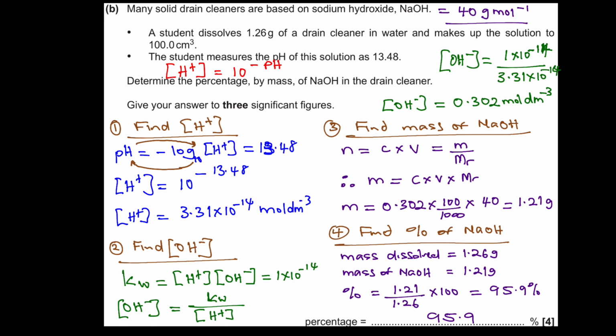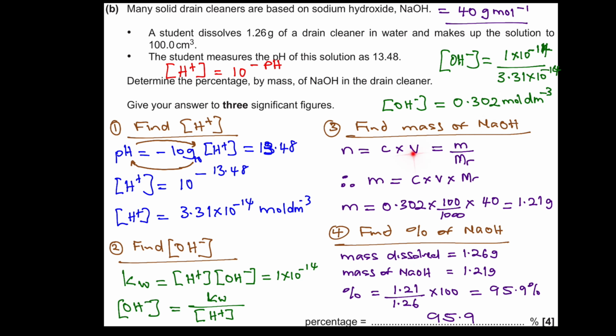Secondly, we've used the Kw here. Kw is in the data booklet, where Kw equals 1 times 10 to the power minus 14, and that's the concentration of H plus times the concentration of OH minus. So that's found from the data booklet. We also use the periodic table to work out the molar mass of sodium hydroxide, which is 40 grams per mole.